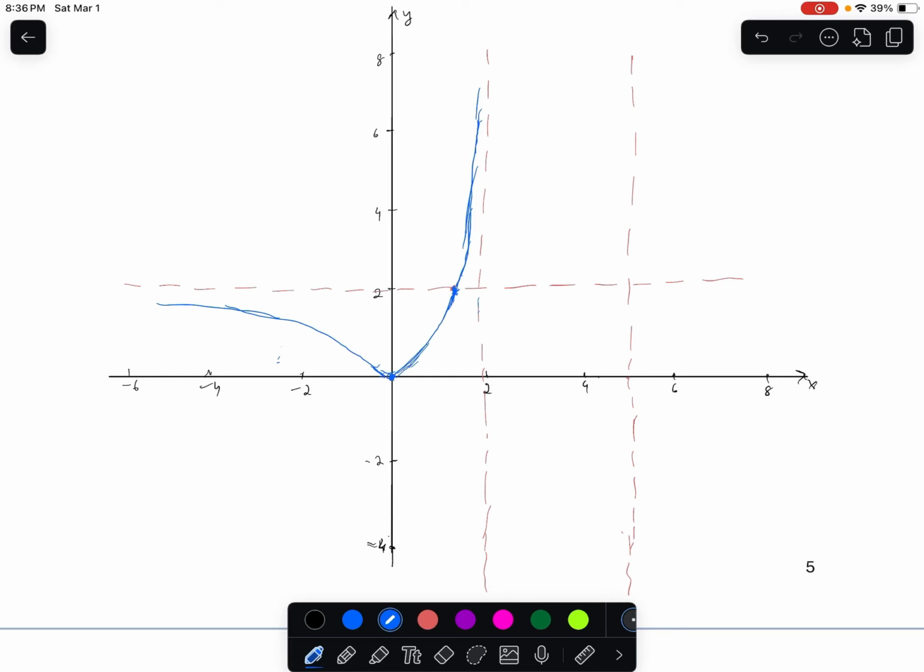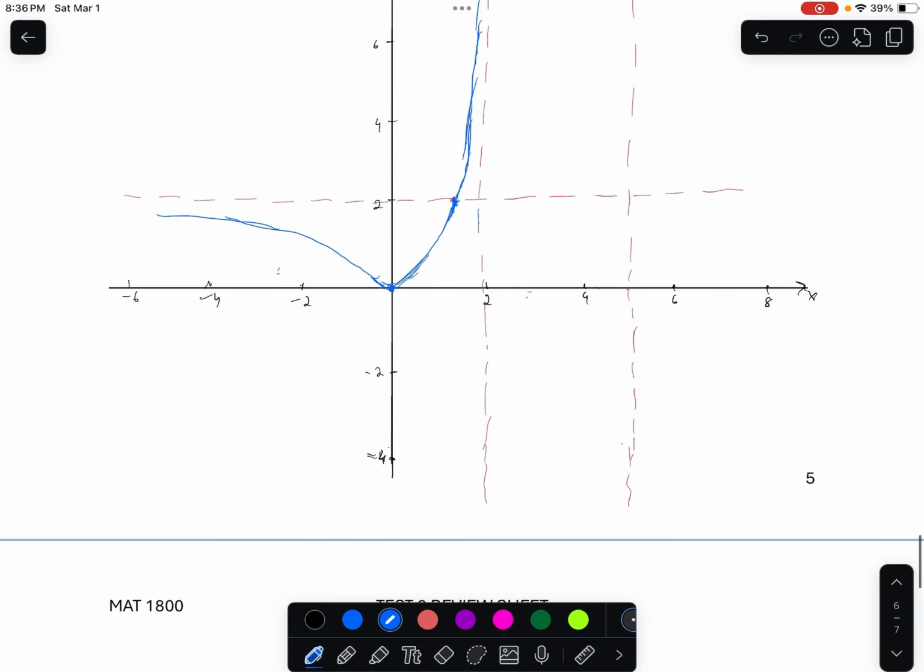We come between 2 and 5. Between 2 and 5, we had that it's below the x-axis. Okay, does it cross the x-axis? No, because then we should have gotten that as a 0. So it doesn't come close to the x-axis. It just stays down here like this.